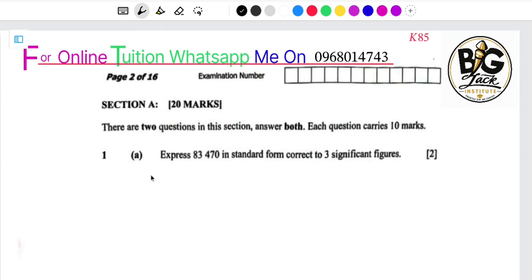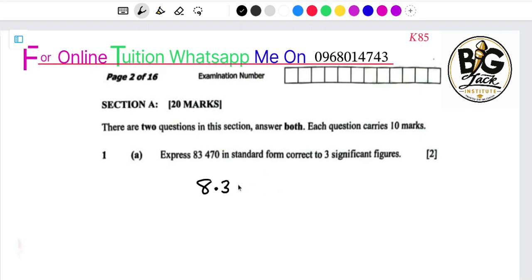So when you write the number, this one, 83,470, you need to start from here to start counting the number of decimal places until you reach this point here. So we're going to count 1, 2, 3, 4. So how many decimal places do we have here? We have 4, isn't it? So I'm going to say we have 8 point. That is where I'm going to put a point. 8.3.